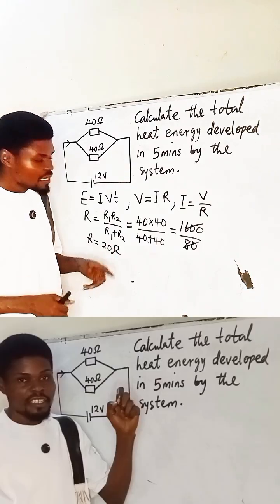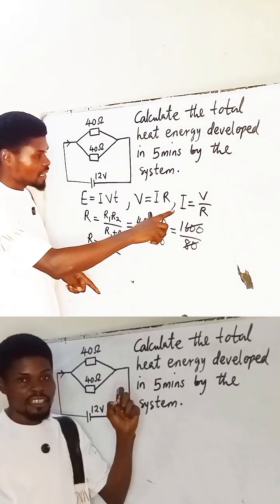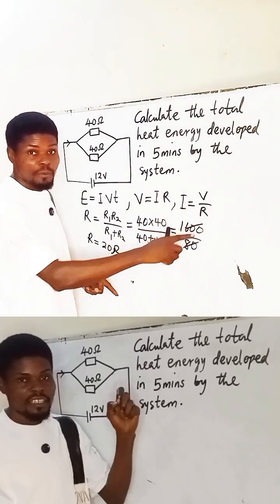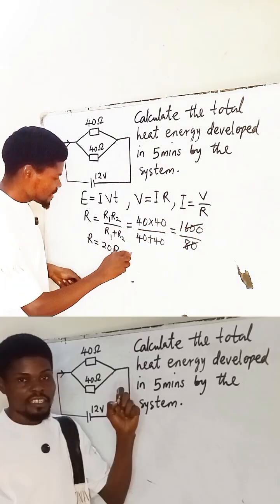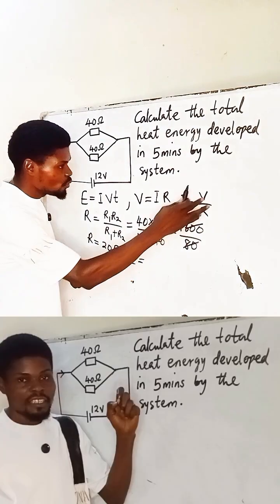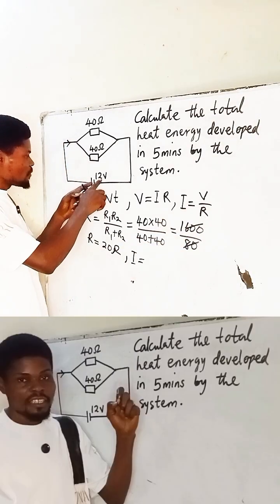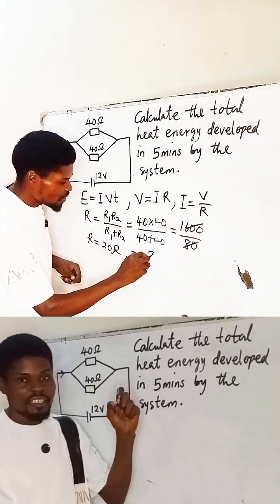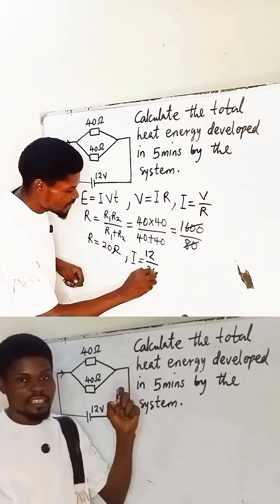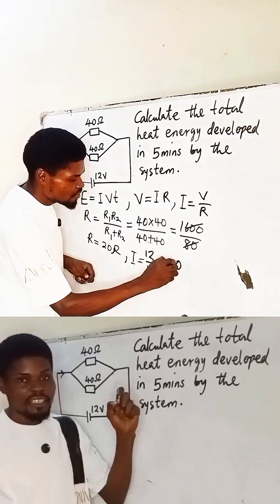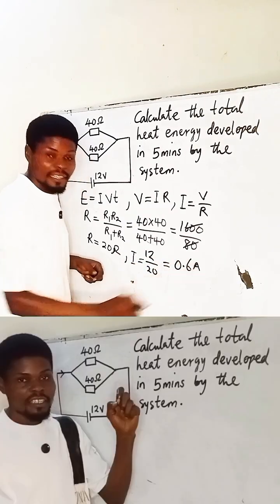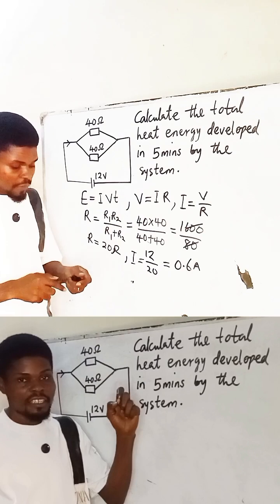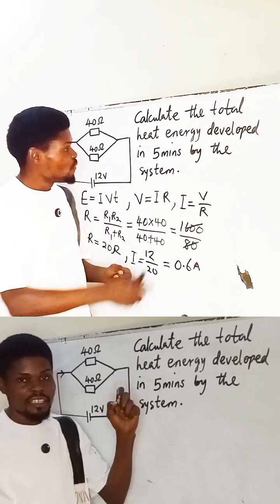So now, since we have found our resistance, let's come back to the current. Remember, we want to find the current. So current is equal to voltage over resistance, which is 12 over 20. So we have 12 divided by 20, and when you divide this, you get 0.6 amperes. That is the current.